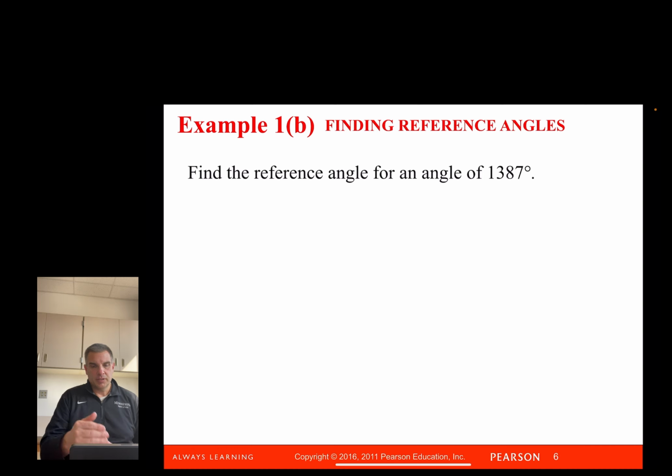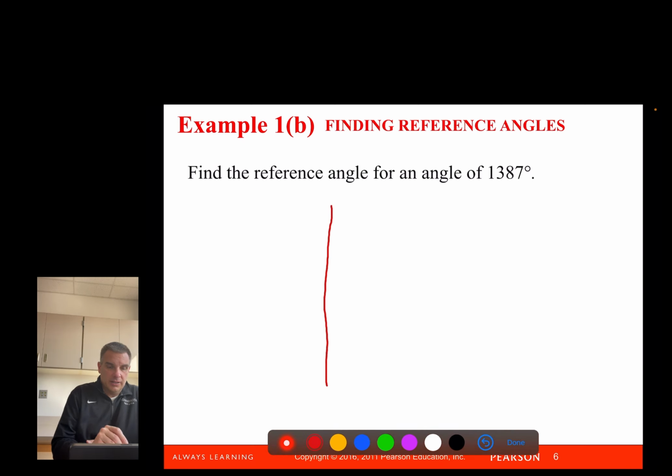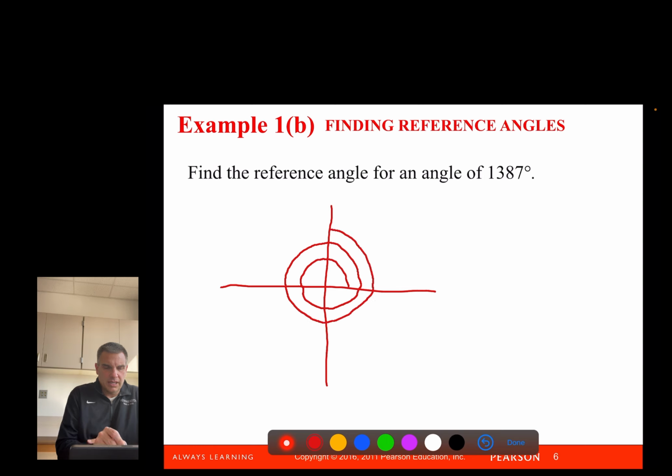Okay? So let's look at the reference angle for 1,387, and it doesn't really matter what this is. I mean, we just have to draw it. So we go around: 90, 180, 270, 360, 450, 540, 630, 720, 810, 900, 990, 1080, 1170, 1260, 1350. So it's about right in there.